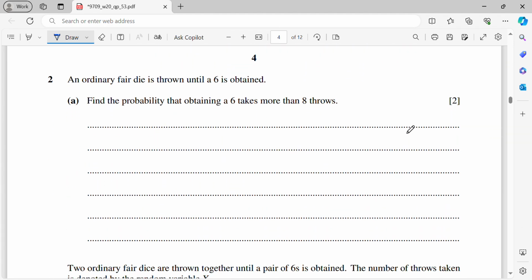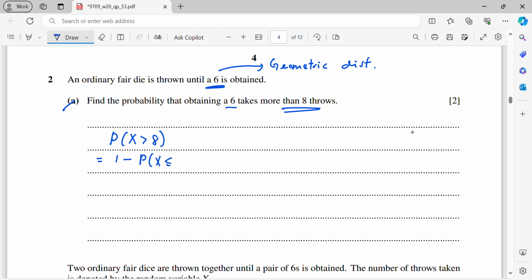Okay, now question number 2. An ordinary fair die is thrown until a 6 is obtained. So whenever you say until a success, this is geometric distributed. Okay, now A, find the probability that obtaining a 6 takes more than 8 throws. So now P(x greater than 8). So greater than 8, I can say it is 1 minus P(x less than or equal to 8).